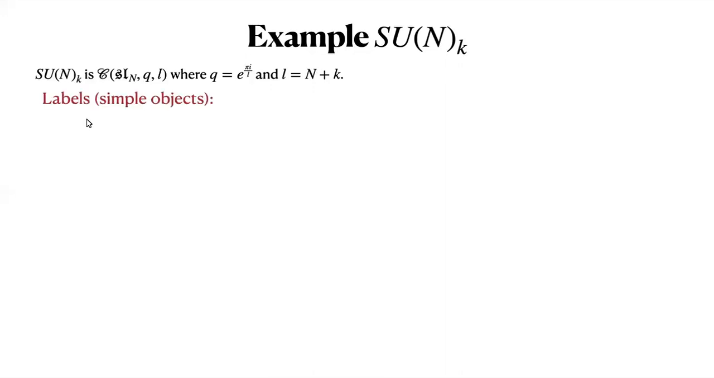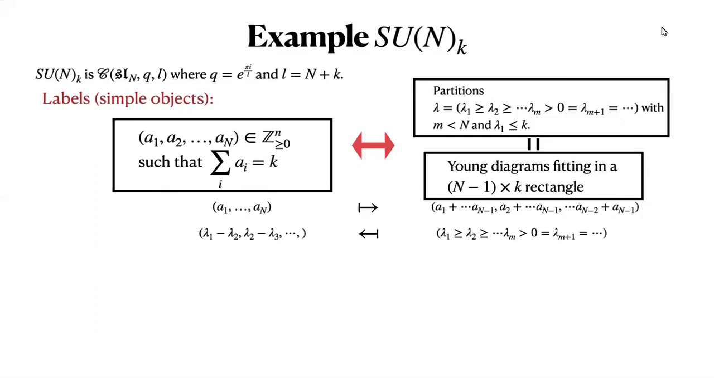So what are the simples? Well, the simples can be labeled by two different sets of things. One, we can label by n non-negative integers such that the sum is exactly k, or you can label also by partitions. By partitions, I mean a set of non-negative integers in this way.